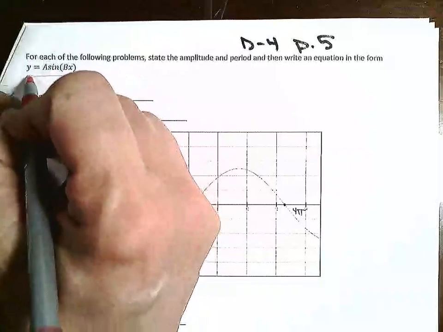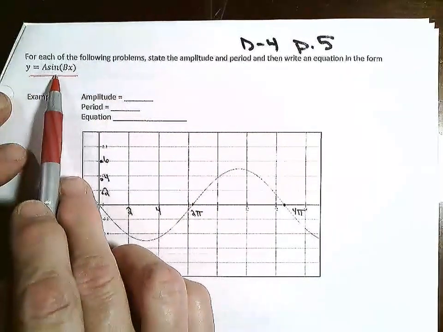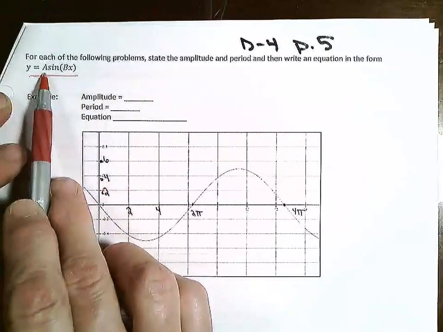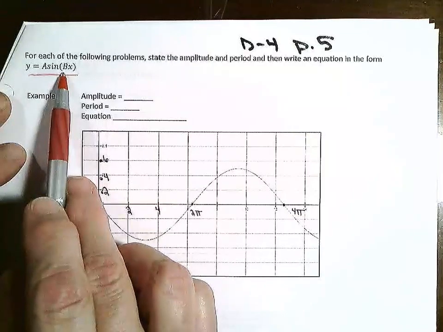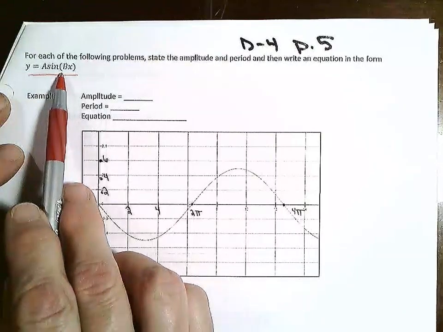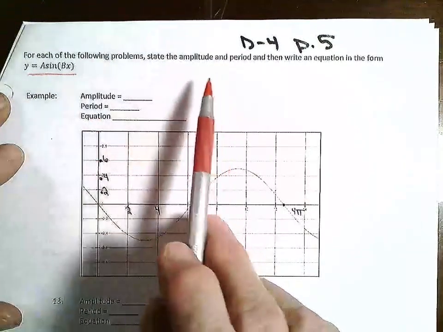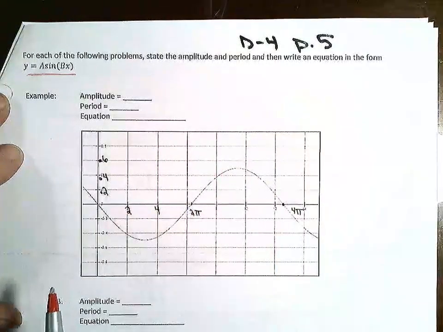So for all of these, we're going to write a function of the form y equals a times the sine of bx. And remember that the a affects the amplitude, and the b affects the period, the horizontal distance it takes to go through one cycle. So what we're going to do first is state the amplitude and the period, and then we're going to write the equation that matches this.